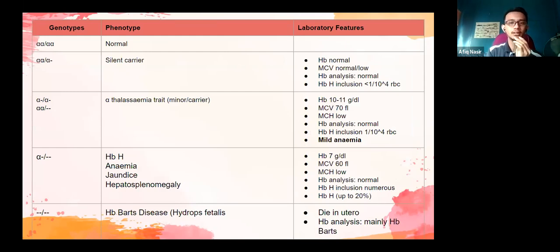This is the classification of alpha thalassemia. So it's divided into silent carrier alpha thalassemia, alpha thalassemia trait, HbH disease.